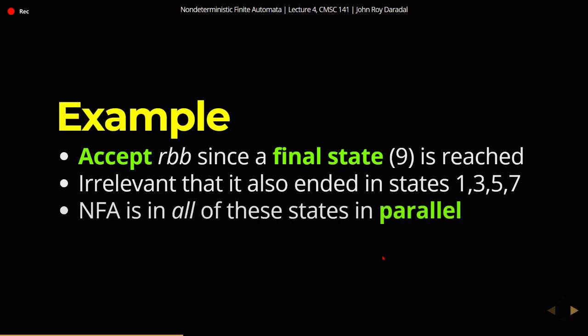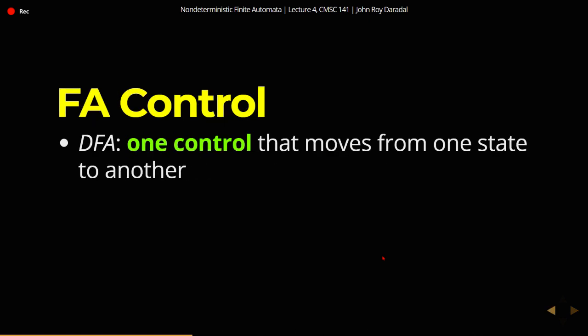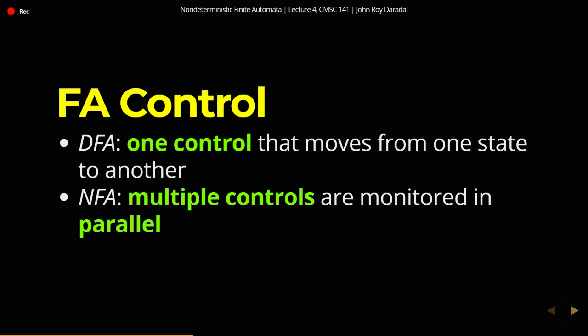Okay, so you can think of it like this. The NFA is in all of these states in parallel. Okay, so if the DFA only has one control that moves from one state to another, the NFA has multiple controls that are monitored in parallel. So if it branches out to two different states, then you have two controls currently.